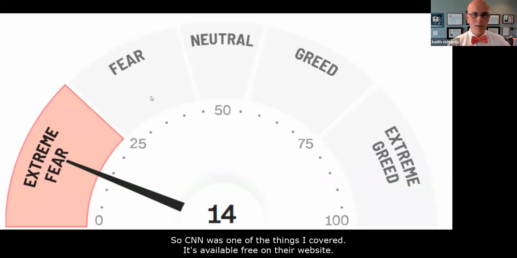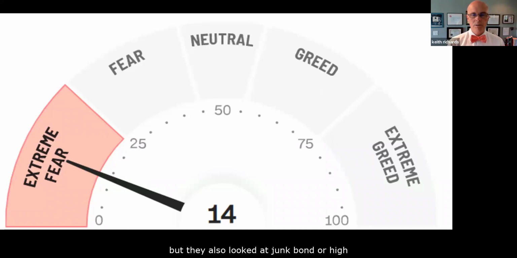So CNN was one of the things I covered. It's available free on their website, and they look at things like the put to call that we just talked about, but they also look at junk bond or high risk bond purchases, and if they're falling, that means that the premiums on these high risk junk bonds are indicating there's a lot of fear. People don't want to take risks.